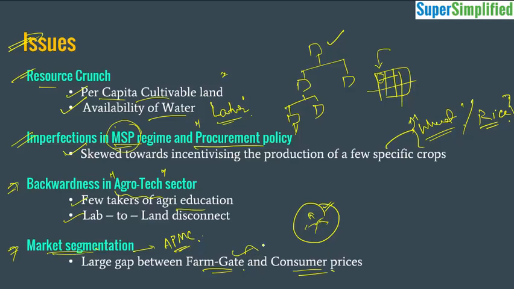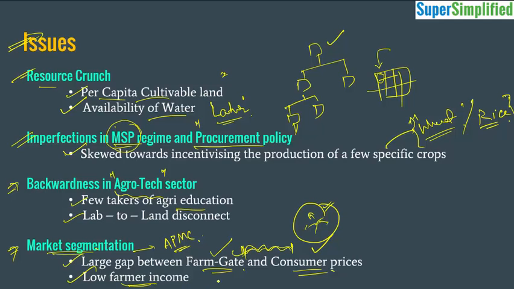So where is this price rise happening? That is because a lot of mediators are involved in between, and they are the people who are getting a major chunk of this profit. And because of this, both the farmer and the consumer are suffering. And this market segmentation is also responsible for low farmer income.